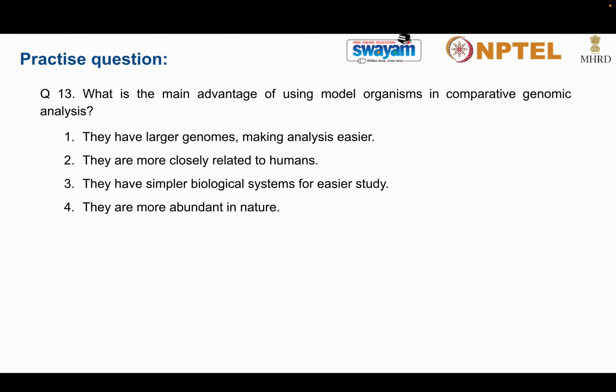So, what do you think? Okay, now let's see what will be the correct answer for this question. So, the correct option is option number 3, which says they have simpler biological systems for easier study. That is the main purpose why we select model organisms, because if they have larger genome, then analysis won't be easy, it will be difficult. Then they are more closely related to humans. Yeah, this is also true. They are more abundant in nature. This is somewhat true, but the most accurate will be they have simpler biological systems for easier study.